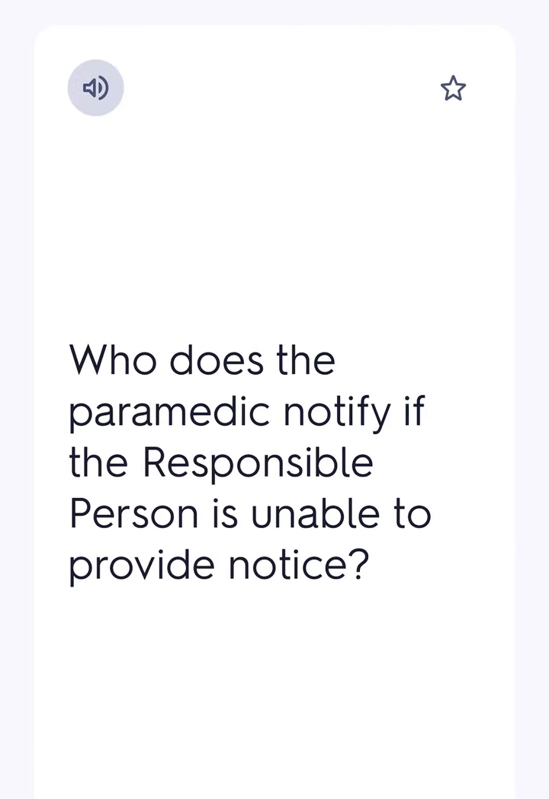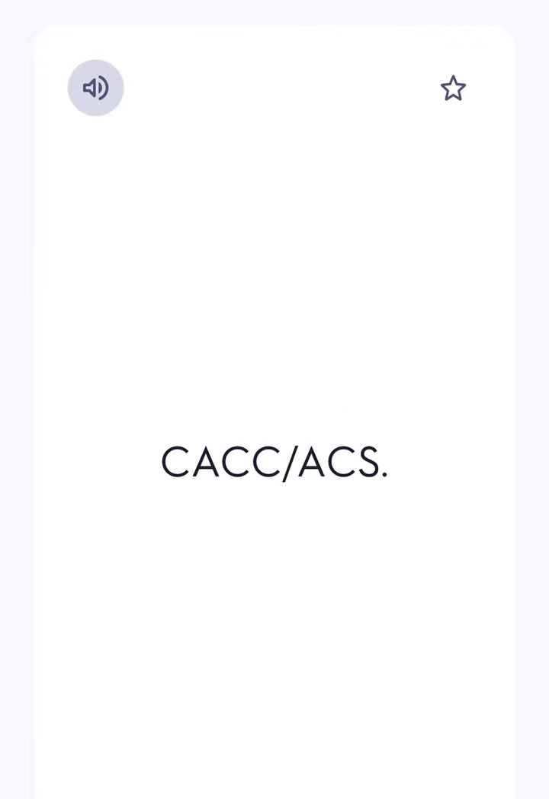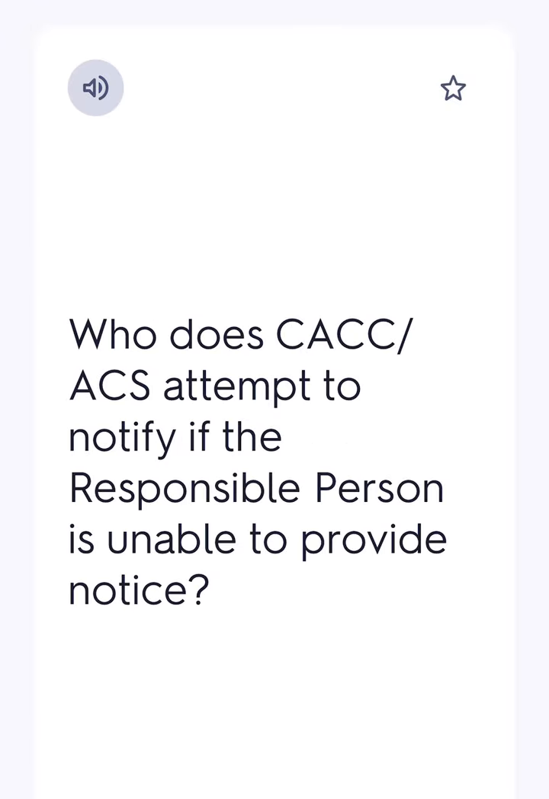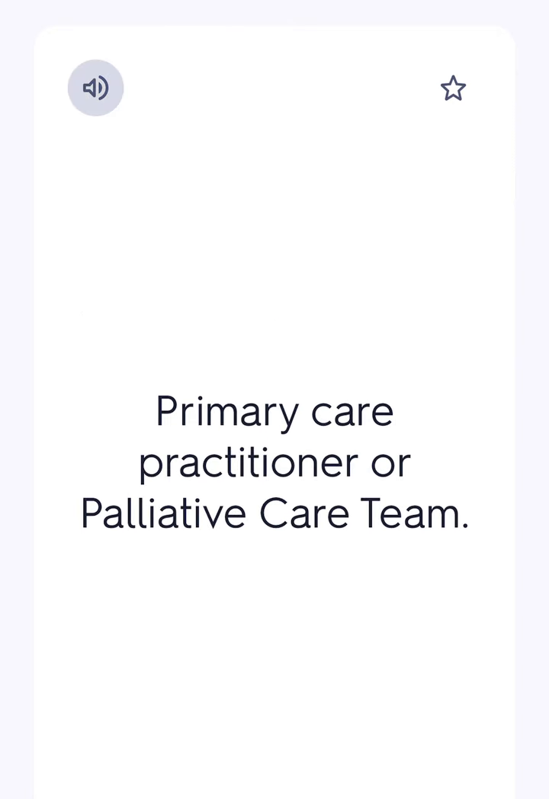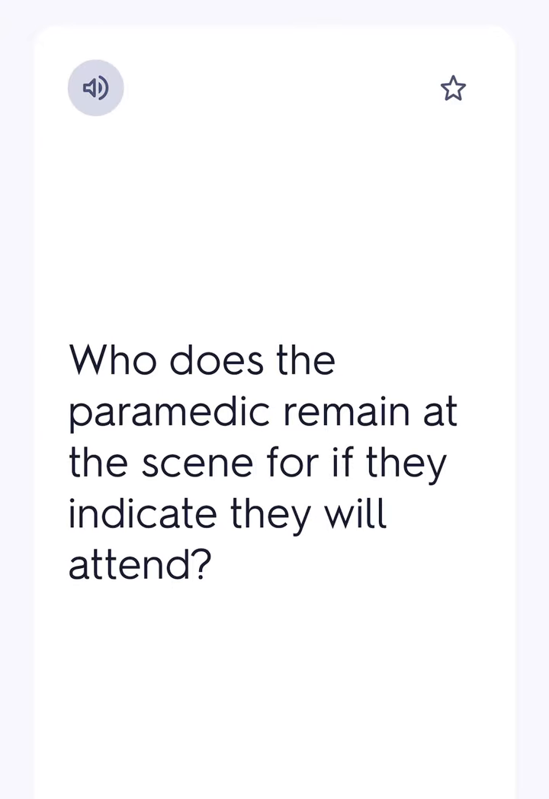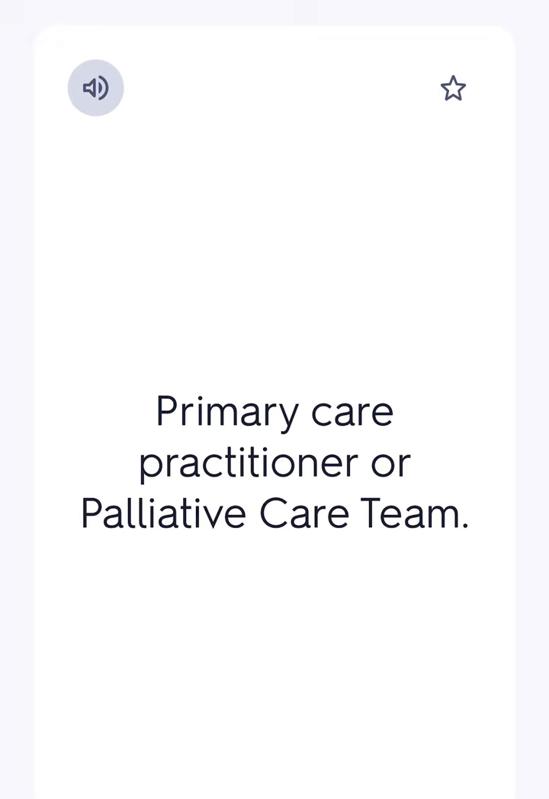Who does the paramedic notify if the responsible person is unable to provide notice? CCC/ACS. Who does CCC/ACS attempt to notify if the responsible person is unable to provide notice? Primary care practitioner or palliative care team. Who does the paramedic remain at the scene for if they indicate they will attend? Primary care practitioner or palliative care team.